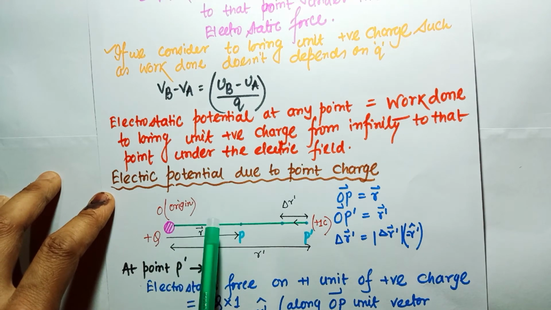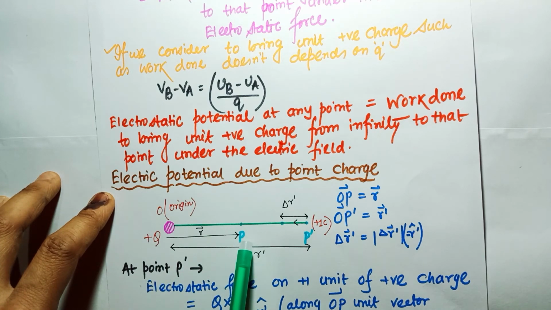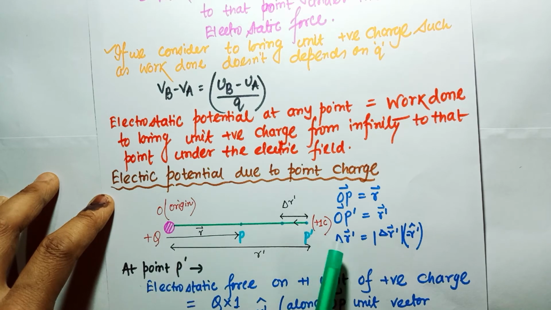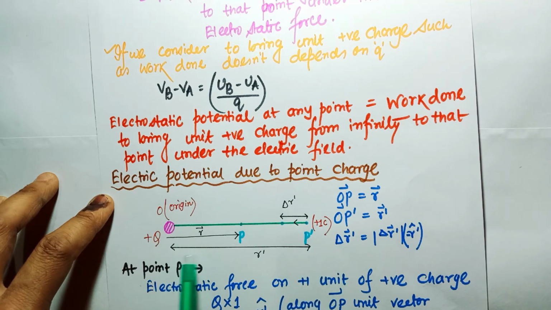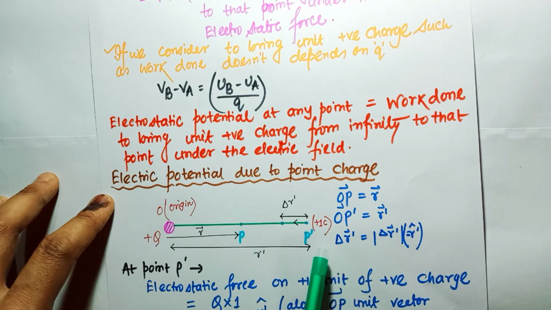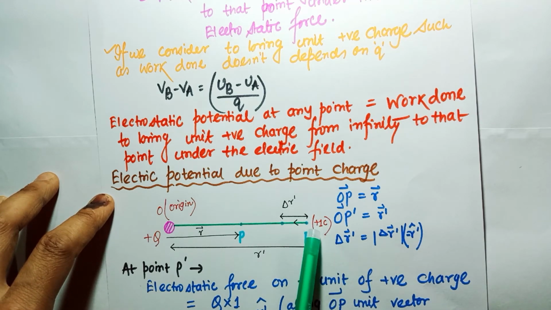For simplicity, in the origin I choose the plus Q charge to be located, and I try to find the electric potential at point P, which is a distance of r away from the origin. So OP is equal to r vector, and initially suppose the 1 unit of positive charge is at the point P prime. So OP prime I choose to be at r prime position vector, and the unit of positive charge is moving from P prime to this point.